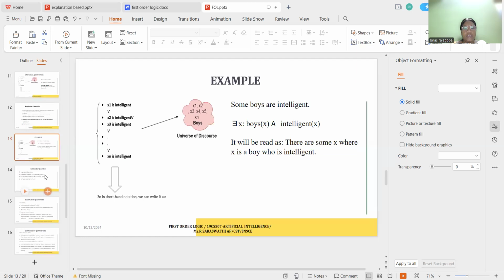Example, some boys are intelligent. The sentence can be written as we can apply the statement intelligent for x1, x2, etc. up to xn. There exists x, boys of x, intersection, intelligent of x. It will be read as there is some x where x is a boy who is intelligent.